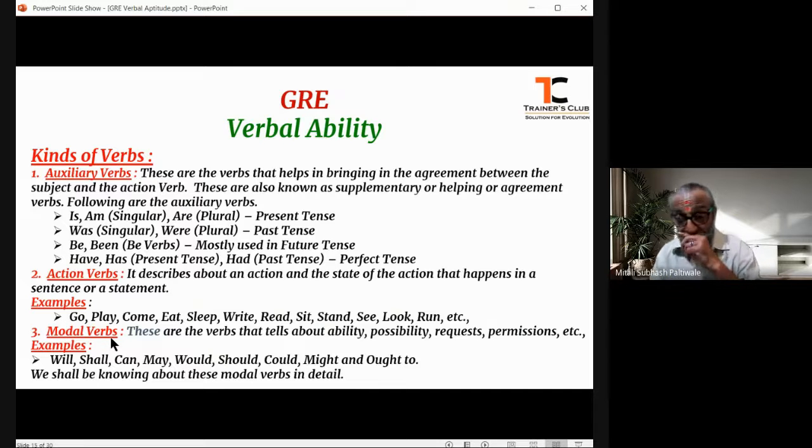But only am is used with first person, is is used with third person singular, and are is used with first person plural, second person, both singular and plural, and third person plural. Then coming to past tense, was and were. Then there's the third category called be verbs. They are be and been.